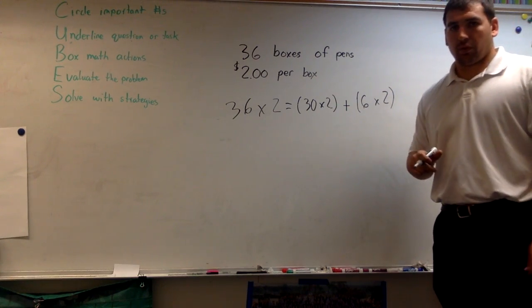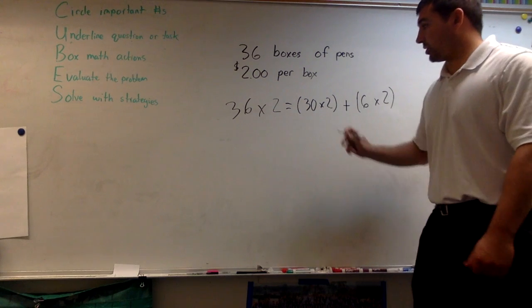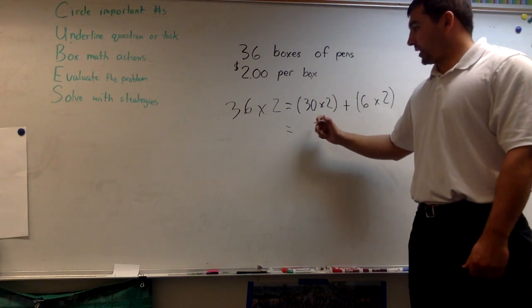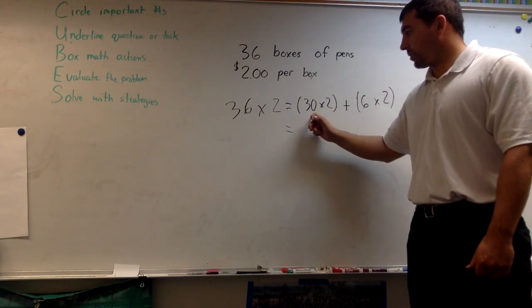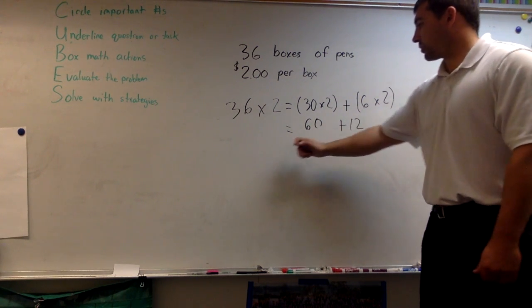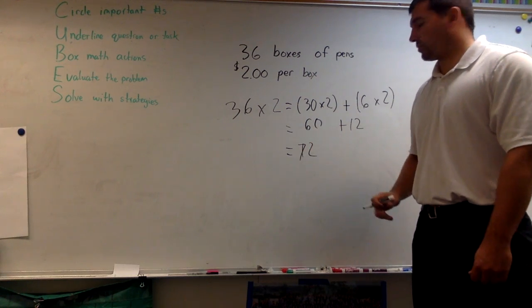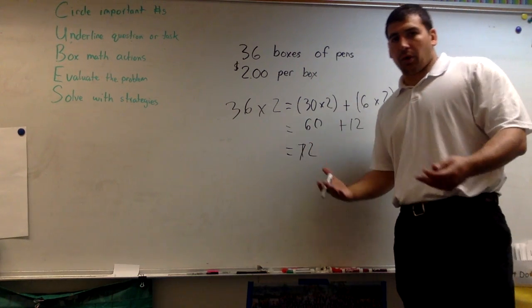of 2. Now, maybe you can't do this in your head, but this becomes a little bit more friendly problem. 30 times 2, well, that's easy. I do 3 times 2 and my 0. Plus 6 times 2. 60 plus 12, 72. Okay, so that's what they mean by the properties of multiplication.